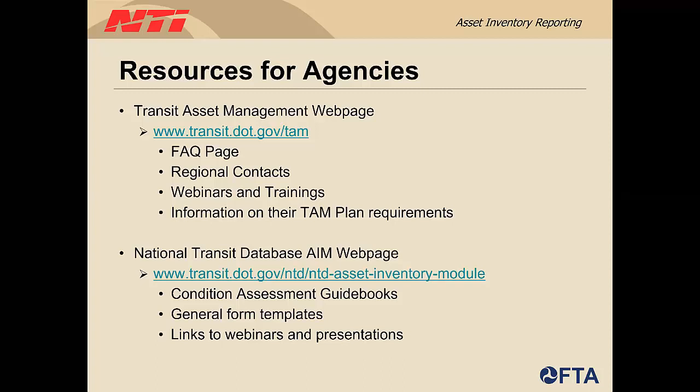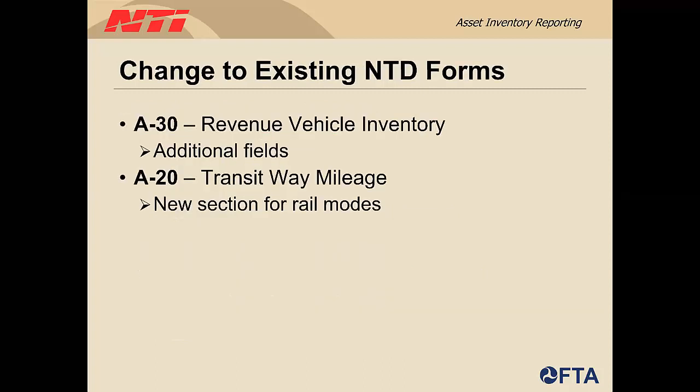With the expanded asset inventory that was introduced in report year 2018, there were a couple of changes to some of the existing asset forms, and we also added a couple of new forms. The A30 revenue vehicle inventory form was updated to include some additional fields, and the A20 Transitway mileage form was amended to include a new section for additional information on rail modes and guideway.